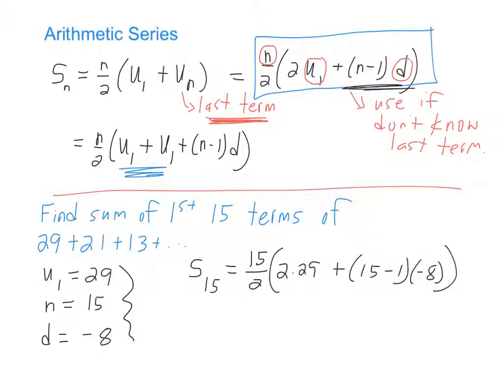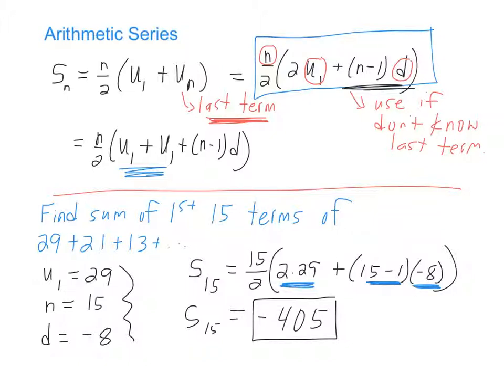And then you just need to very carefully go through this and simplify it. And if you do that, the sum of your first 15 terms would be -405. Don't take my word for it. Simplify it and make sure you're getting that. So this would be 14 times -8, and then you're adding on 2 times 29. Get all of that, and then when you're all done, multiply by 15 over 2.